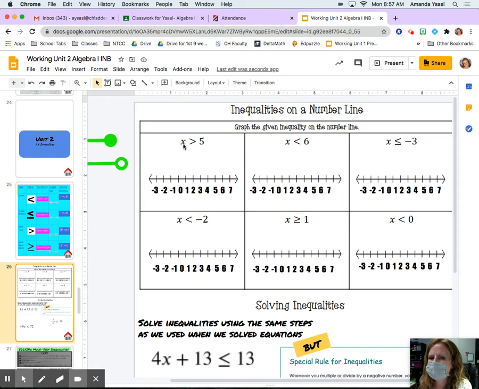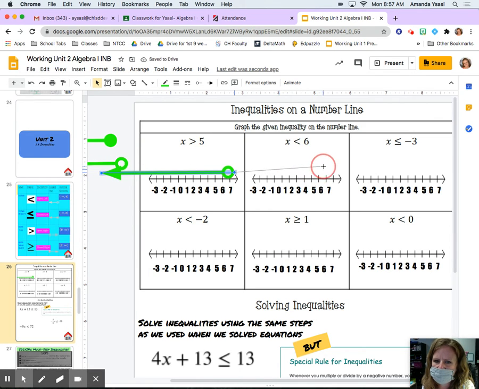So let's look at the first one. X is greater than 5. So if it's greater, which direction is it going to go? Right. And is it going to be open or closed? Open. So I'm going to grab the open one, but I need to switch it around to go to the other side. So I should grab a side.